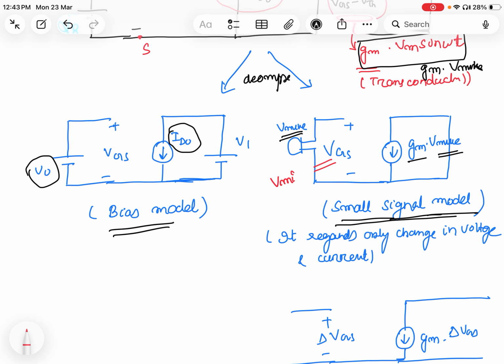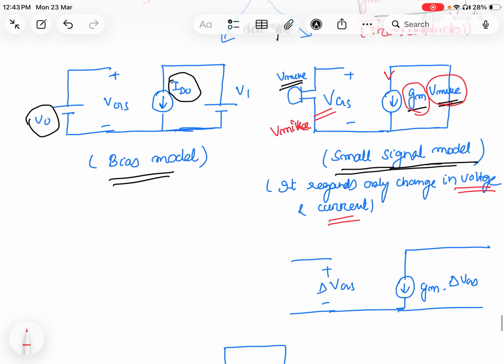The VGS is nothing but the V in. So here the current ID, the current which is flowing due to the small signal, is nothing but the multiplication of the transconductance as well as the voltage. That's why the small signal model basically regards only change in voltage and change in current.